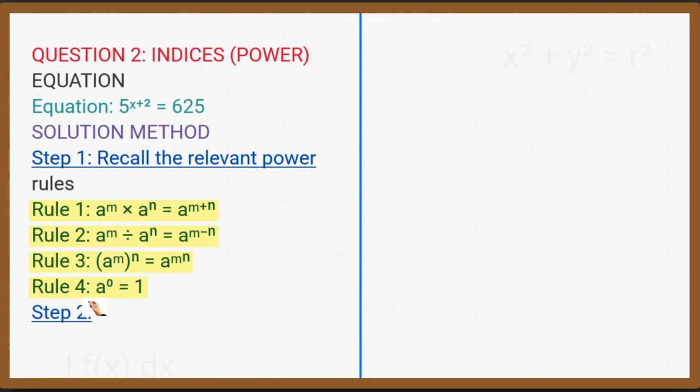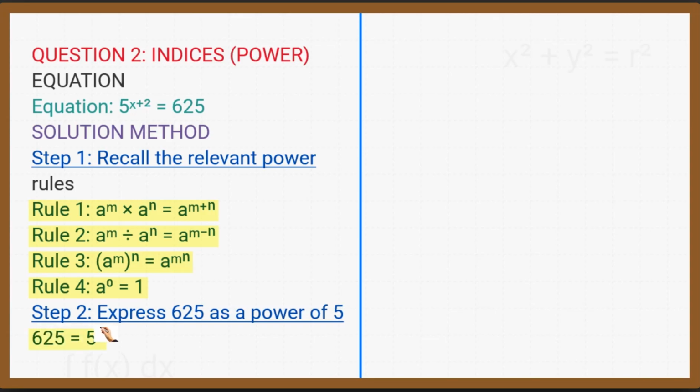Step 2. Express 625 as a power of 5. Now, let's look at 625. Can we write 625 as a power of 5? Yes, because 5 times 5 is 25. 25 times 5 is 125, and 125 times 5 is 625. So 625 is the same as 5 to the power of 4. This makes the equation much easier to solve.